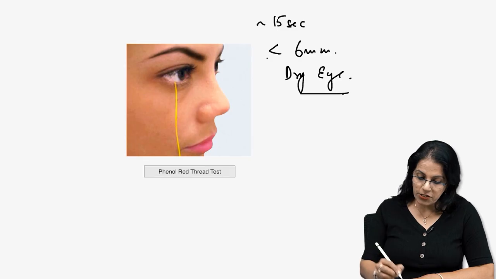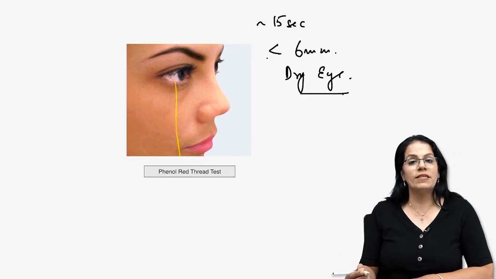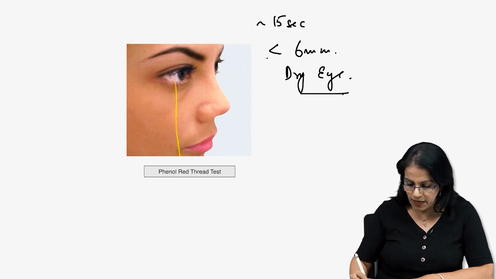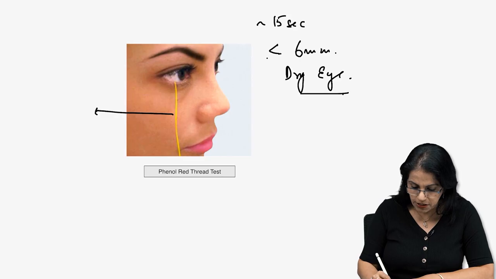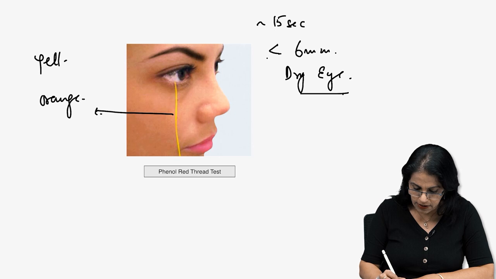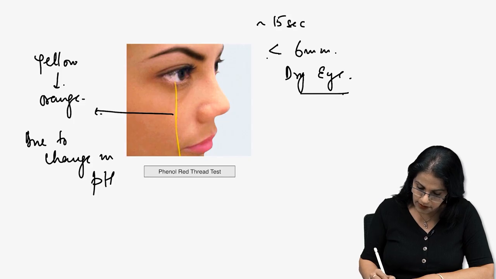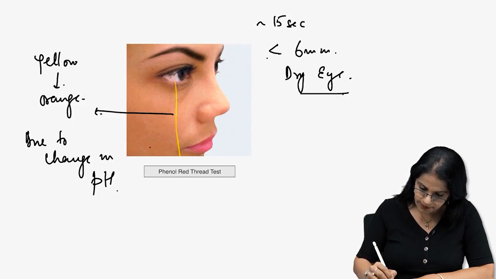So, there is a change of color due to the change in the pH when it is coming in contact with the tear, and that change in color is from yellow to orange or red. Okay, from yellow to orange due to change in the pH. This is also an exam question. Okay, so this is also a Q.